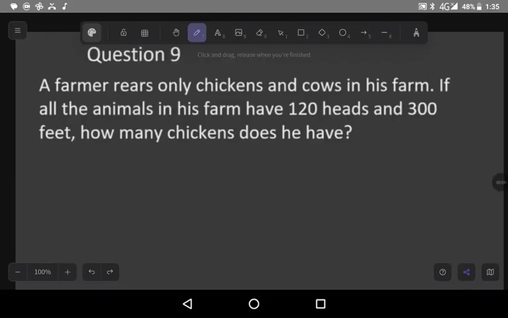Question: a farmer rears only chickens and cows in his farm. If all the animals in his farm have 120 heads and 300 feet, how many chickens does he have?